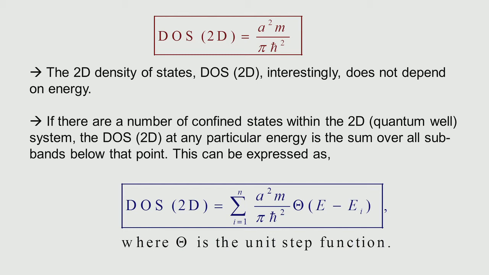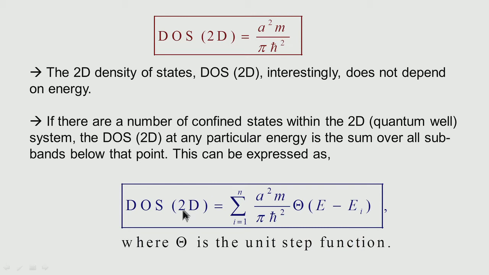The summation of m star by pi h cross square, theta of E minus Ei, where theta is the unit step function. We can do much more critical mathematical analysis to reach this equation, but at this point in time, we don't have to worry about it.